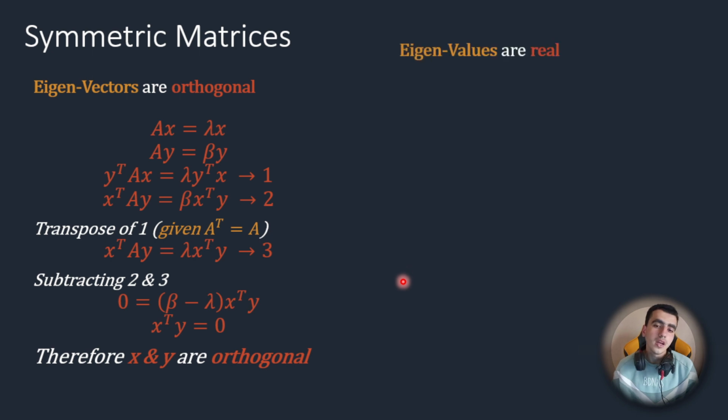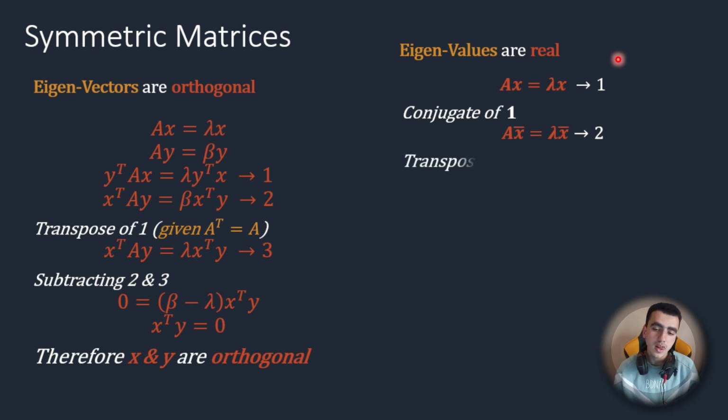Okay, and the second proof is to prove the eigenvalues are real. So in that case, we'll be following the same approach. We'll start with the same equation and take the conjugate of this equation. The conjugate is pretty much, if it has imaginary numbers, taking the opposite sign of the imaginary part, the complex conjugate of it. Okay, and after that we'll be transposing it.